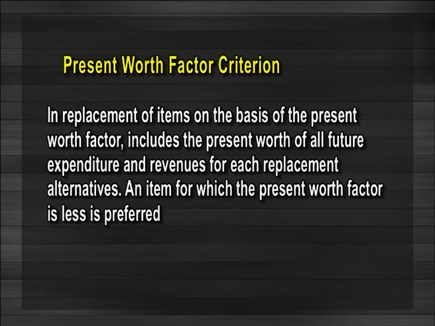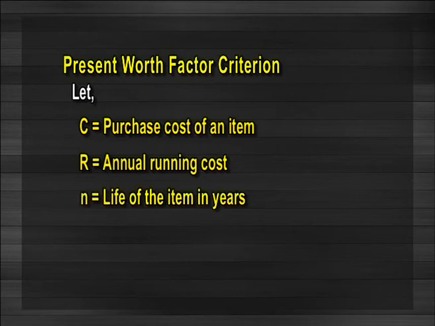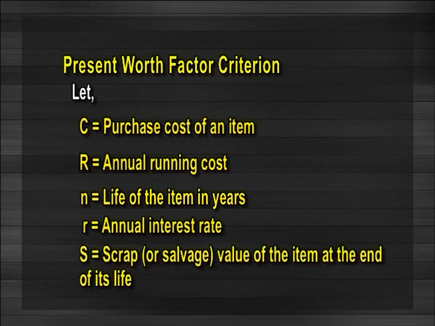An item for which the present worth factor is less is preferred. Let C be the purchase cost of an item, R the annual running cost, N the life of the item in years, R the annual interest rate, and S the scrap or salvage value of the item at the end of its life.